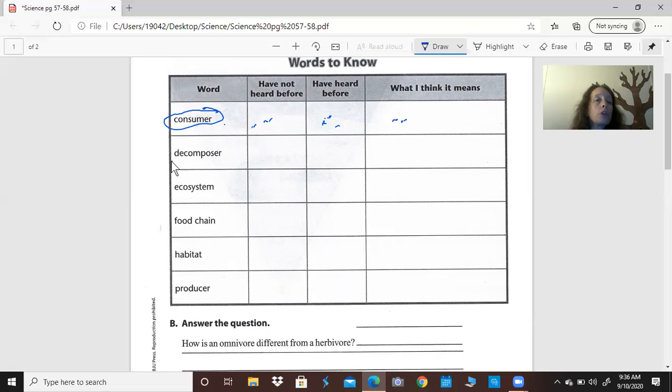Next word, Jamia. The word is decomposer. Decomposer. The word is decomposer. If you've never heard it before, check mark here. If you've heard it before, check mark here. If you know what it means, write it in here.